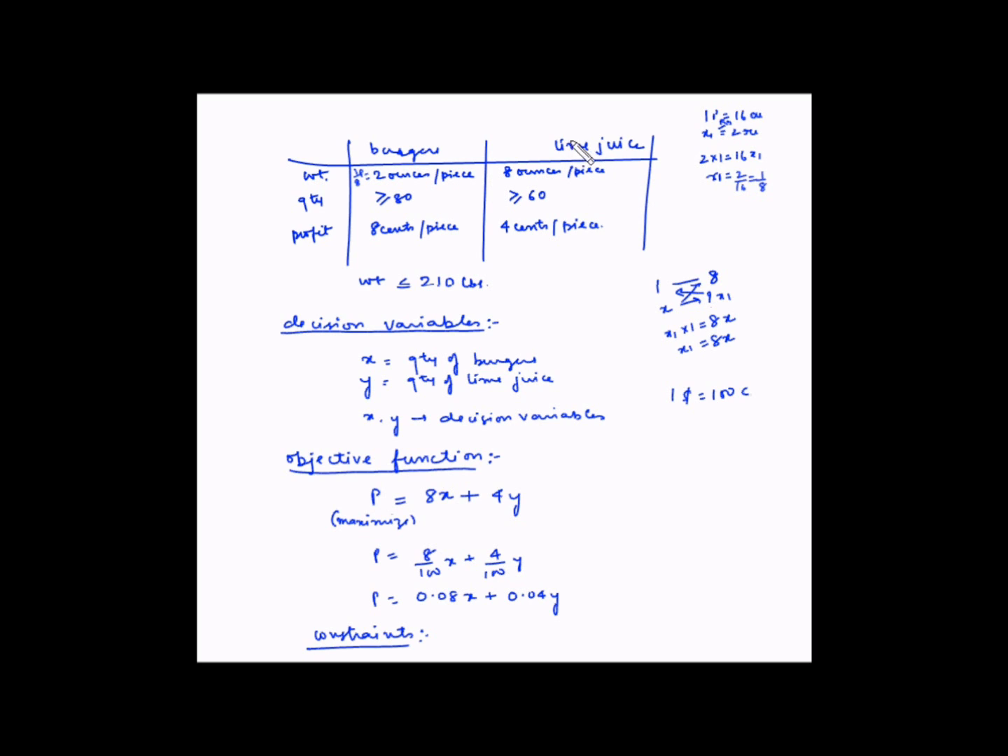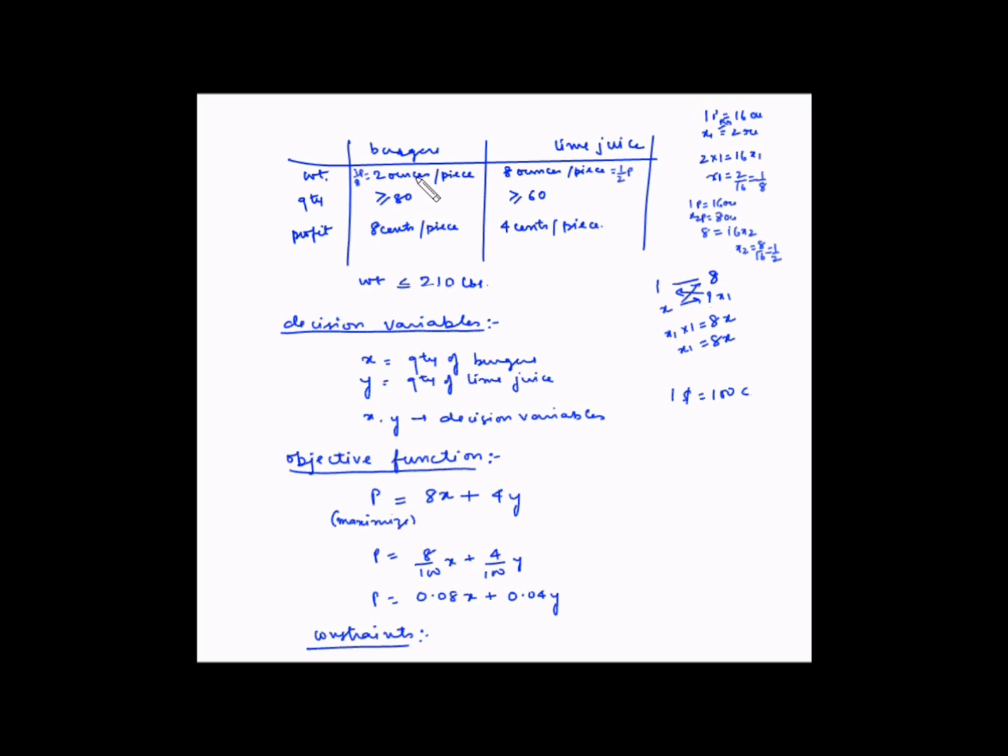Same way for lime juice, 1 pound is equal to 16 ounces, and say again x2 pounds is equal to 8 ounces. So cross multiplication, 8 multiplied by 1 is 8, which is equal to 16 times x2, or x2 is equal to 8 by 16, which is 1 by 2. So lime juice is 1 by 2 pounds or 8 ounces.